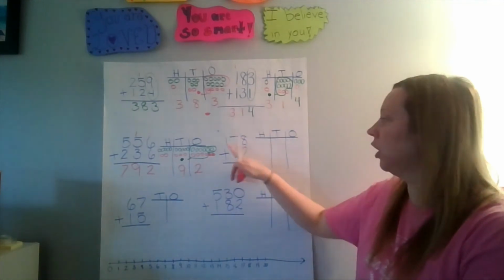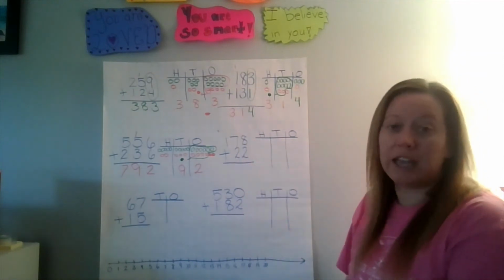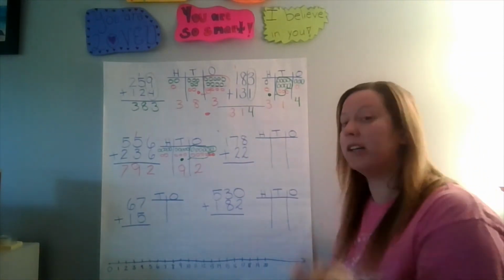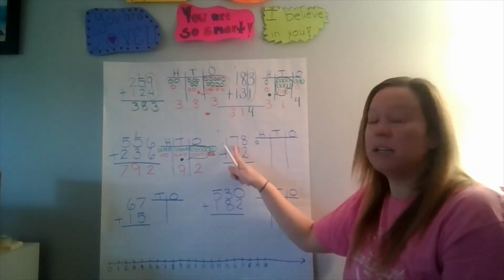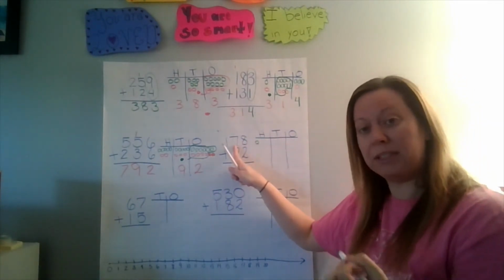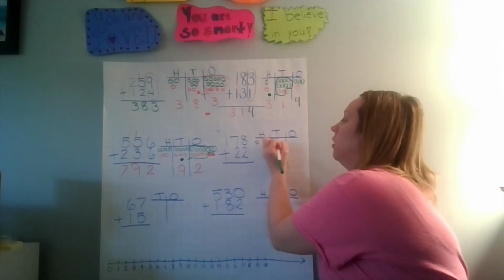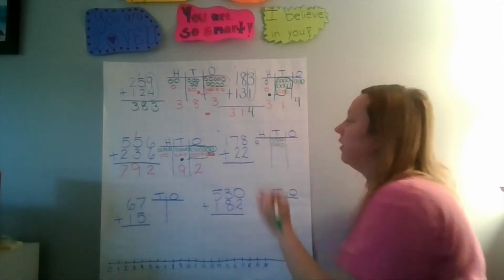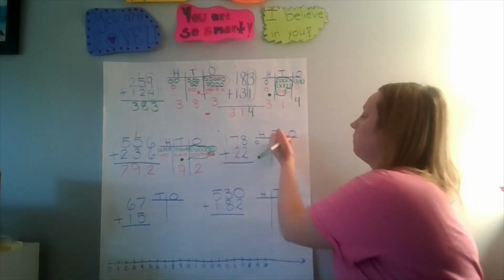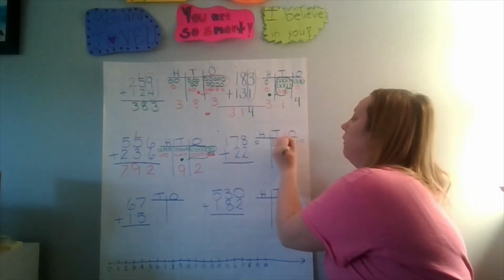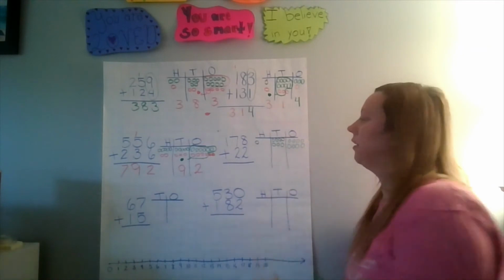So start over here. 178 means 100. If you say it out loud, it tells you what space. 100, so I'm putting a 1 in the hundreds place. 70, so 70 means 7 tens. 1, 2, 3, 4, 5, 6, 7, and 8. 178, so that means 8 ones. 1, 2, 3, 4, 5, 6, 7, 8.